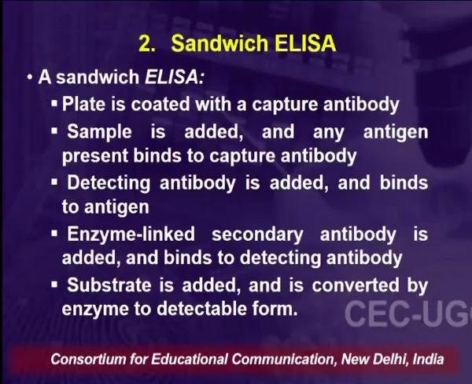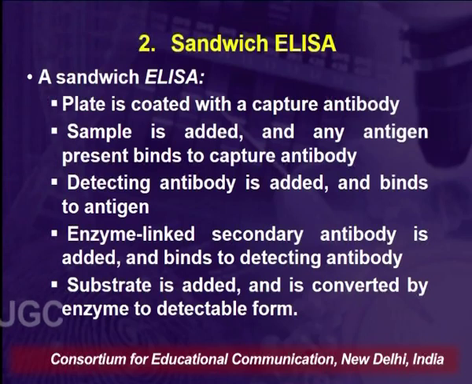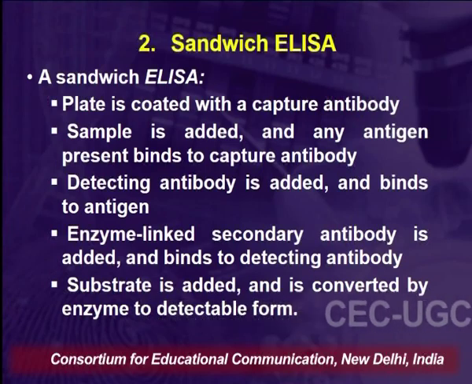That was indirect ELISA. Now, we discuss the sandwich ELISA. The plate is coated with the capture antibody. We add the sample to the plate and any antigen which is present binds to the capture antibody. Detecting antibody is added and binds to the antigen. Enzyme linked secondary antibody is added and binds to the detecting antibody. Substrate is added and is converted by the enzyme into a detectable form.